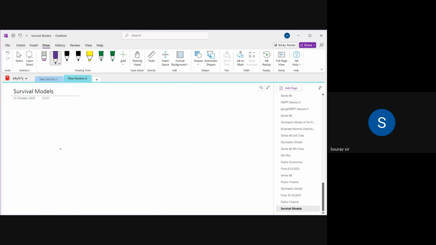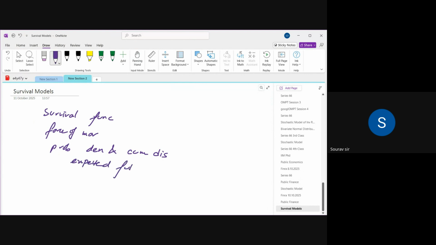Okay, so we started with life contingencies, correct? And I told you that there are survival function, force of mortality, probability density and cumulative distribution, and expected future lifetime. So here you start like this. Here we have survival function also.